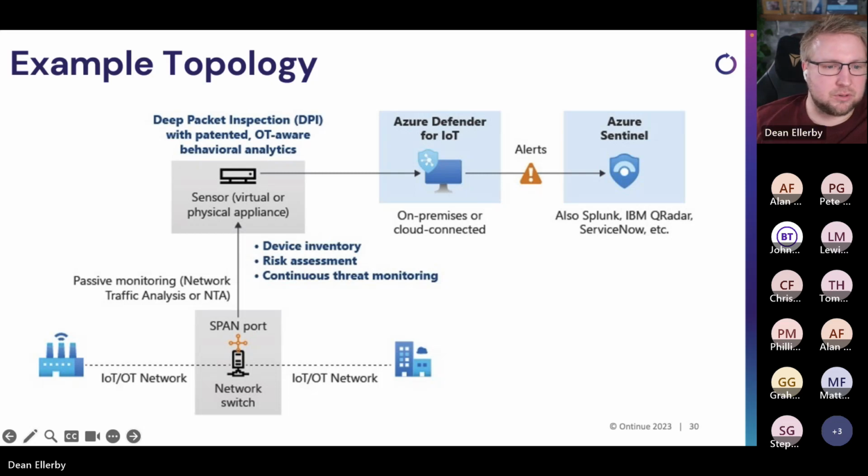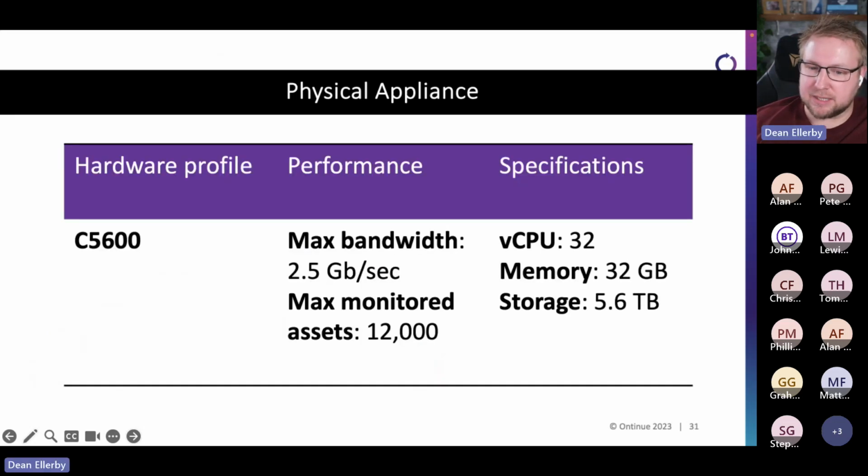So from a physical appliance standpoint, Microsoft gives some sizing that you might need. You can see the max monitored assets there is 12,000. That's on the larger side, and typically you would have a site with 12,000. You would normally have multiple smaller sensors rather than one big sensor. But you can see there the sensor size is 32 CPUs, 32 gig RAM, and 5.6 terabytes of storage.